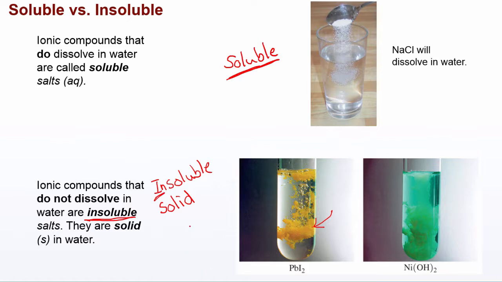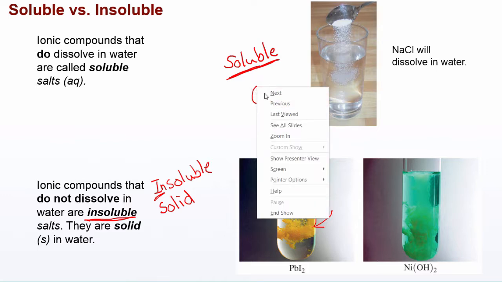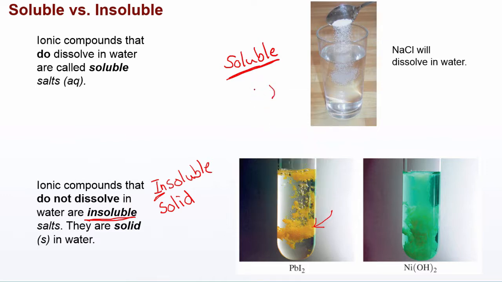Now, if we were showing a soluble salt in a chemical equation, we could write the ions or the compound, and then we would write AQ behind it. Oh, sorry, I'm having trouble with my pen there. So say I'm writing a chemical equation, I'd write NaCl(aq).